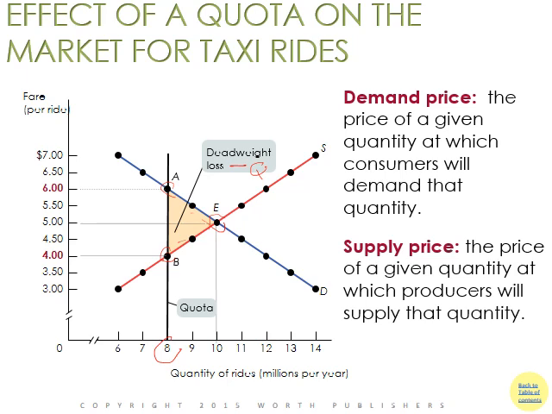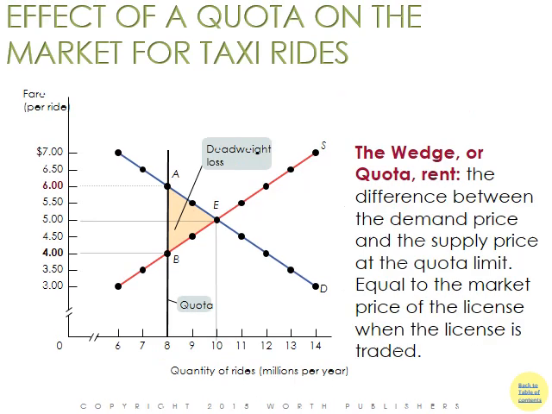And because of that increase in profitability, those rents are what allow the cab company to pay significant amounts of money, in the hundreds of thousands of dollars, for these taxi licenses. So you can look at this wedge between the price that buyers are willing to pay and sellers are willing to take as being a rent that accrues to the holder of that license.